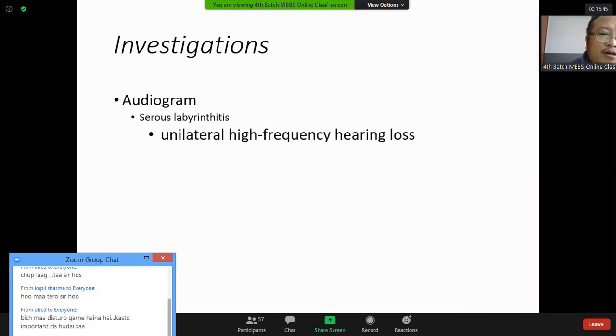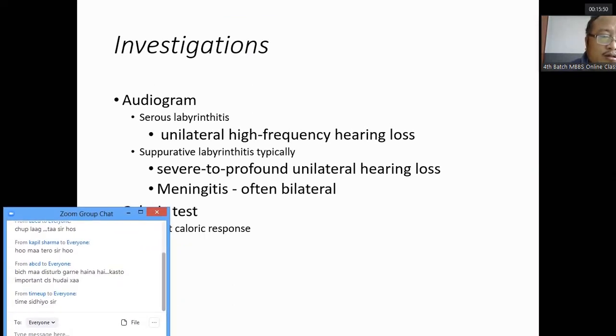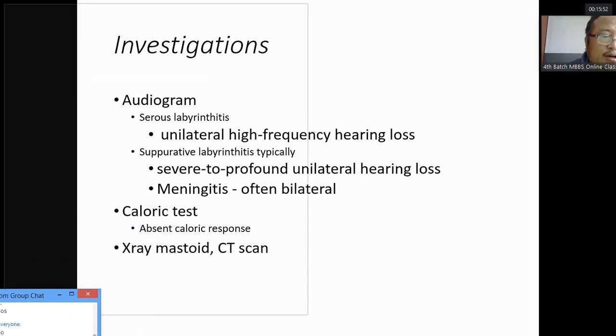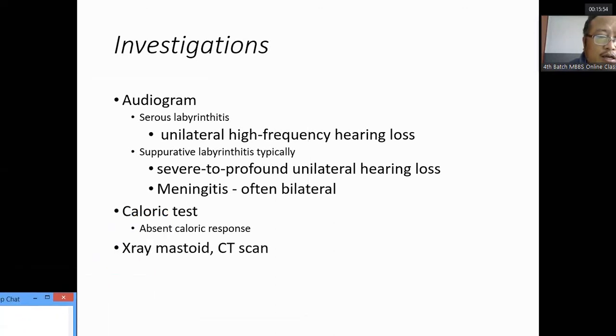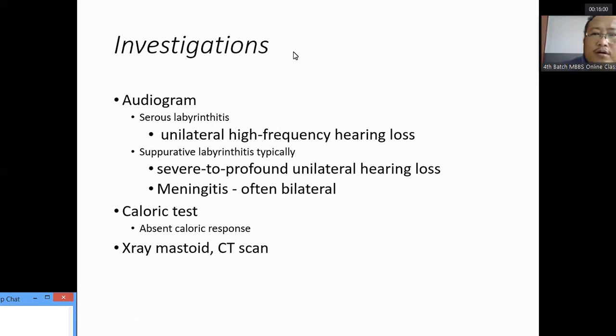Investigations: we can do an audiogram. High frequency hearing loss, severe to profound hearing loss. Caloric test can be done, where the response is reduced. X-ray mastoid and CT scan to support and to exclude other causes of disease.